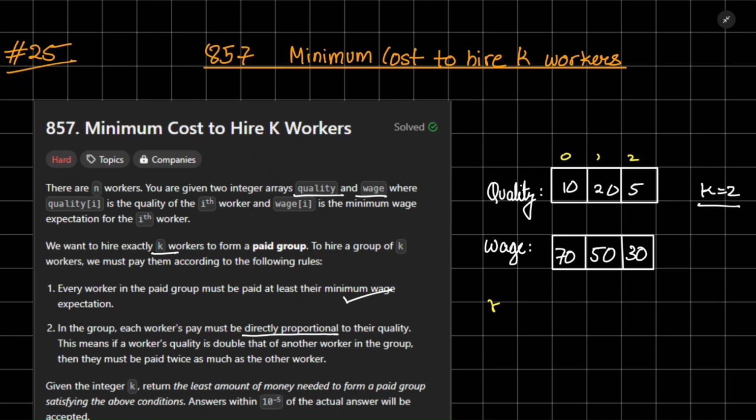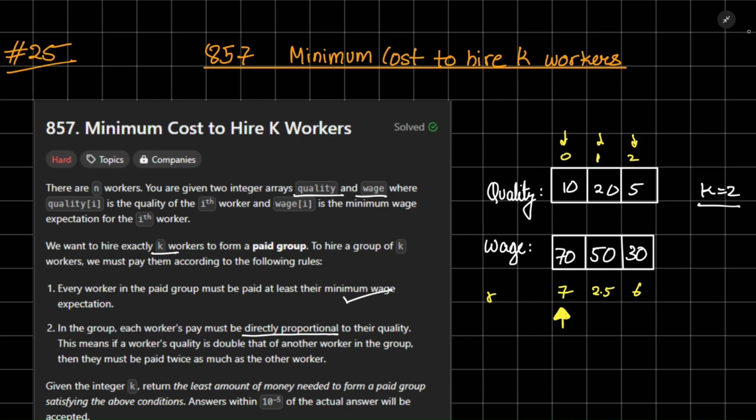Now the question is, what should this rate be? We can calculate the ratio of wage per quality for each of the workers. If we look at R for the 0th index, we can calculate it as 70 by 10, that would be 7. For the first index, that would be 50 by 20, that is 2.5. And for the second index, we will have 30 by 5, that is 6. What this means is that if you are selecting this worker as a base, you are paying them according to their minimum wage only.